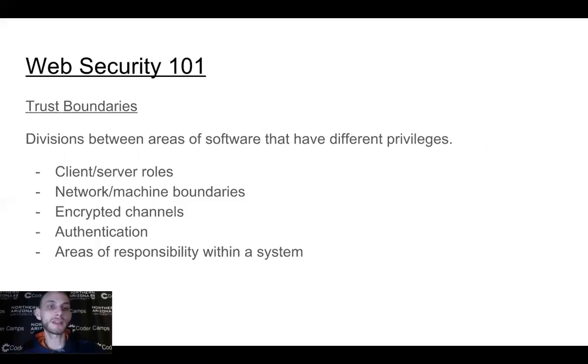Next, let's talk about trust boundaries. Trust boundaries are divisions between areas of software that have different privileges. These are different for all different kinds of associations and groups, but there are some pretty standard ones. Those are client-server roles, network machine boundaries, encrypted channels, authentication, and areas of responsibility within a system. So let's go ahead and go over each of these.